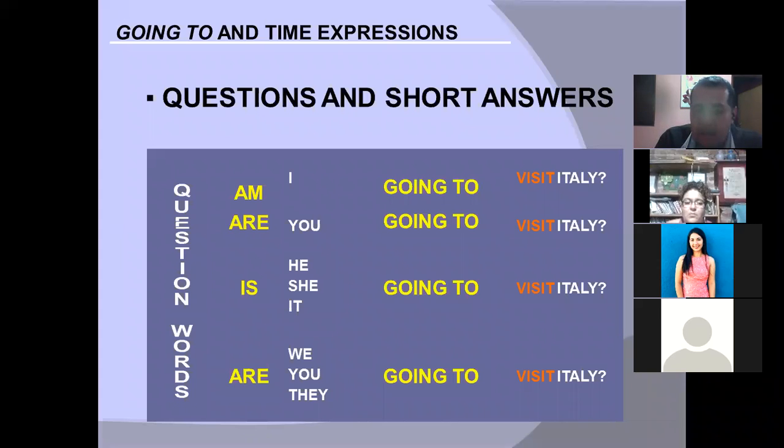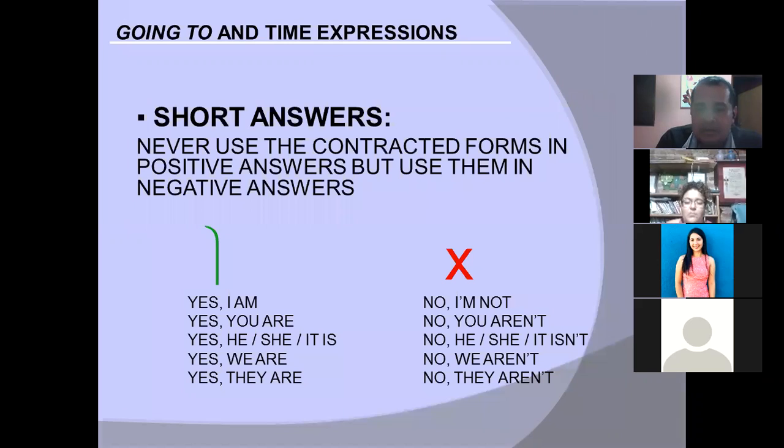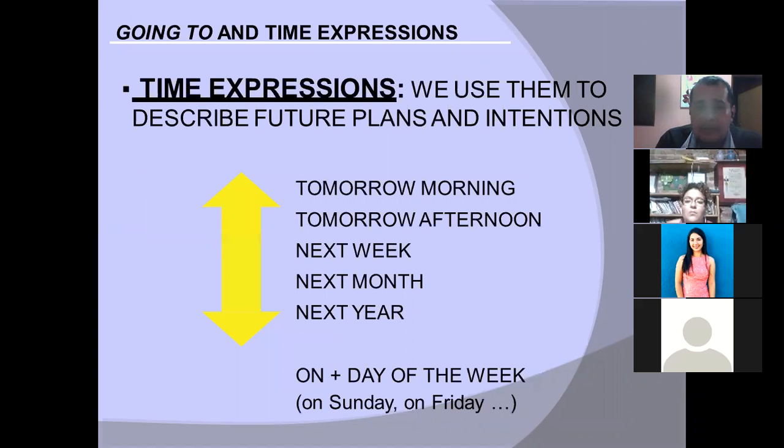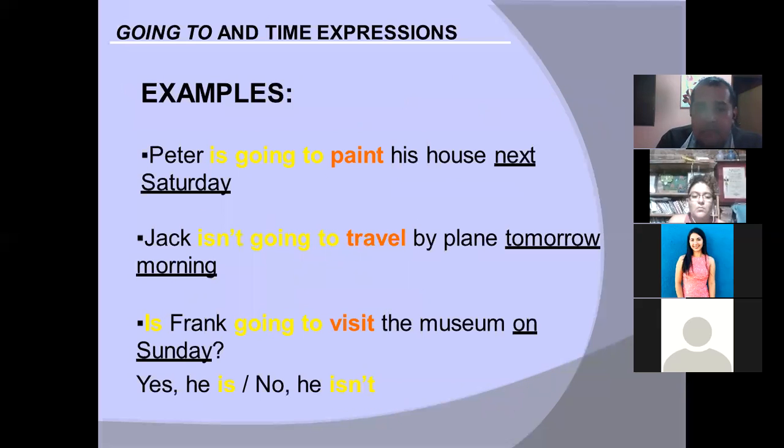Okay, this is the question form. Well, these are the short answers. If it's yes, you say, yes, I am. If it's negative, no, I am not. Okay, so we use the verb to be when you give a short answer here. Okay, and these are the time expressions. When we talk about the future: tomorrow morning, tomorrow afternoon, next week, next month, next year, etc.